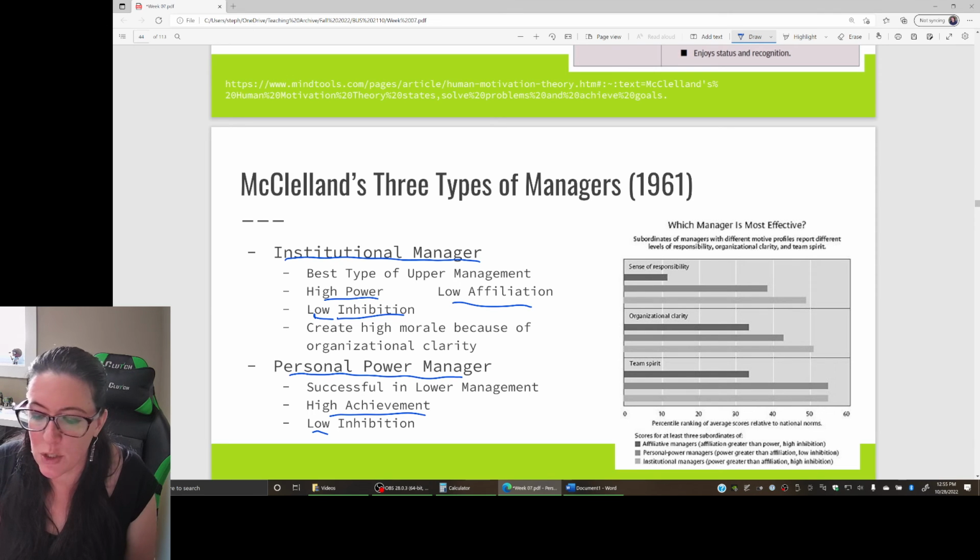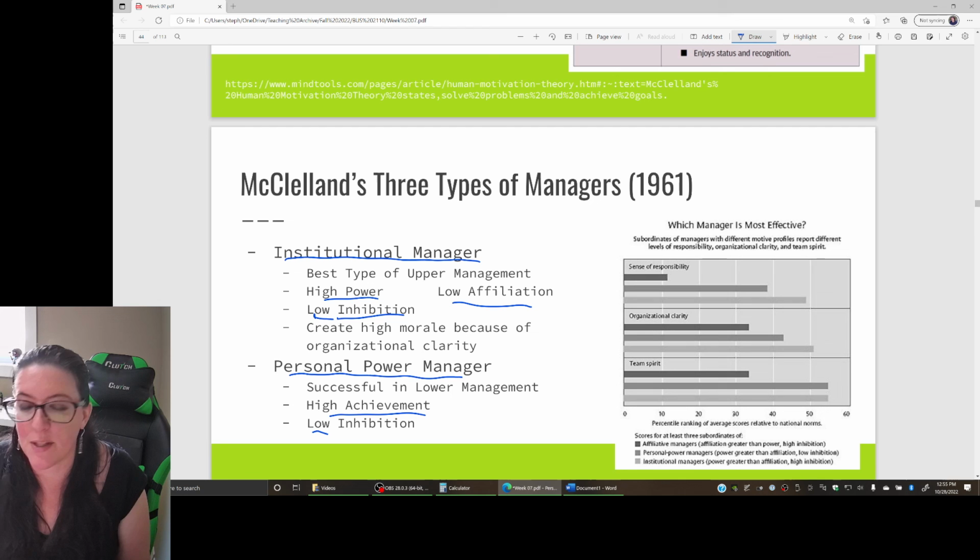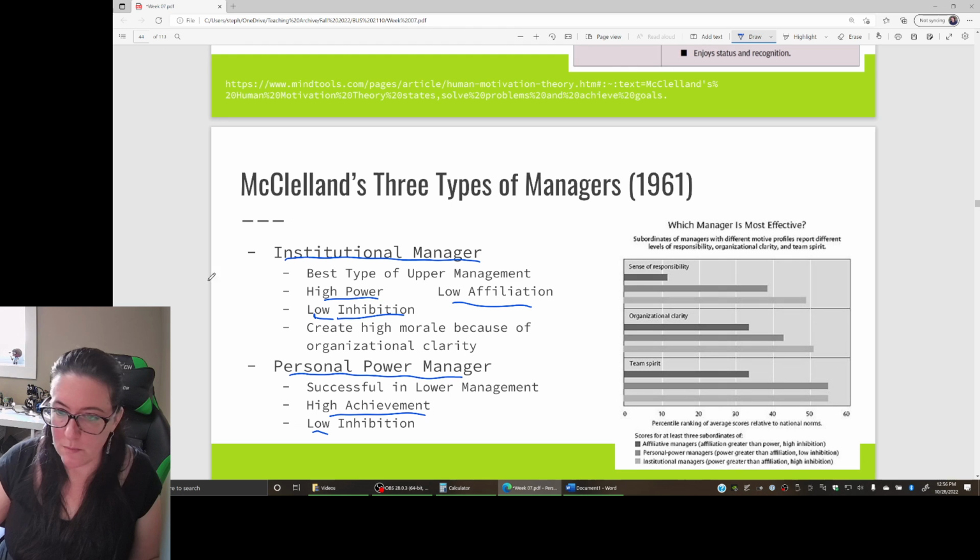What McClelland found in his research is that organizations that have institutional managers, so more power greater than affiliation, tend to have more of a sense of responsibility among the subordinates, more organizational clarity, and even more team spirit when you have those high power people leading the organization. If you look more at that personal power manager, so someone who is more achievement based, less power hungry, you also see a similar level of team spirit in terms of the subordinates willing to fall in line and work towards the common goal of that person in that position.